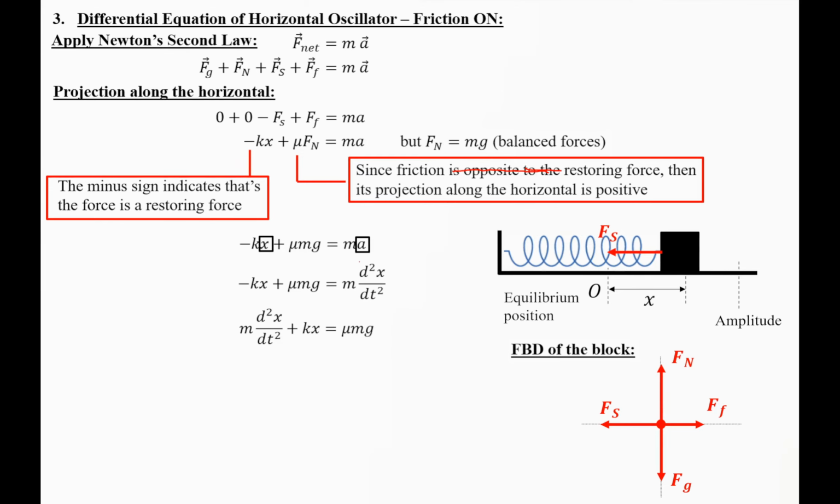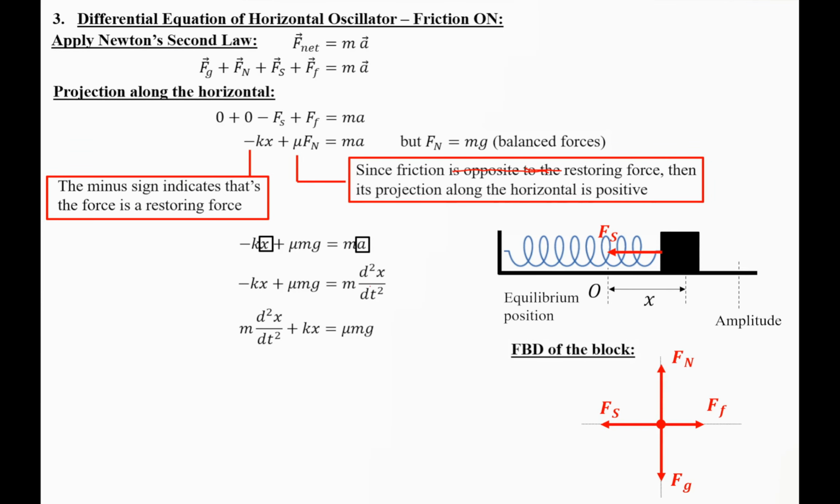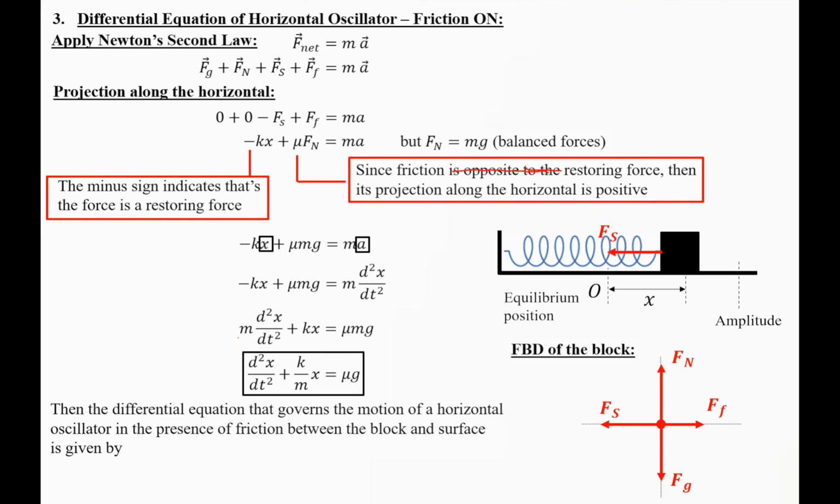So rearranging the terms, bringing this to the other side, reading the equation from right to left, and normalizing the second order derivative, that would be the differential equation that governs the motion of a horizontal oscillator in the presence of friction between the block and the surface, which is given by the following. For this reason, if you want to be precise, we won't call the oscillator a simple harmonic oscillator anymore, because simple sometimes refers to the fact that there is no friction. So for now, in the presence of friction, we're going to call it a horizontal oscillator.